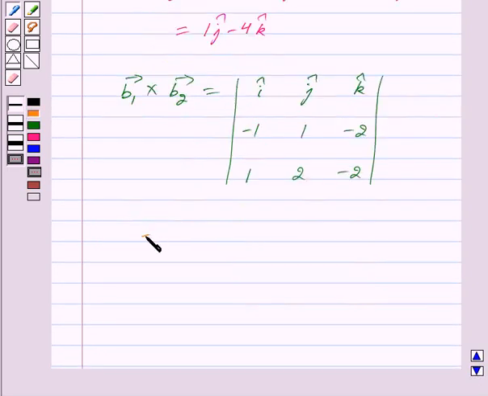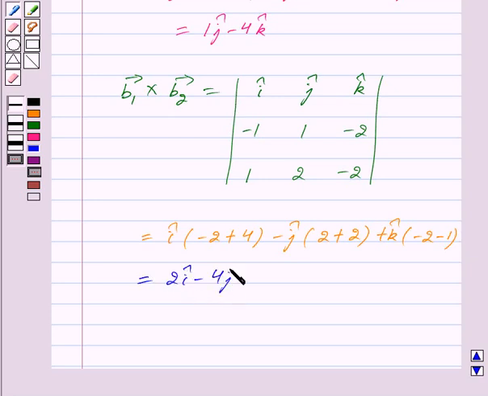This is equal to i cap into (1 into −2 is −2, minus 2 into −2 is −4, minus into minus becomes plus, so we get plus 4), minus j cap into (−1 into −2 is 2, minus 1 into −2 is −2, minus into minus becomes plus, so we get plus 2), plus k cap into (−1 into 2 is −2, minus 1 into 1 is 1). And this is equal to 2 i cap − 4 j cap − 3 k cap.